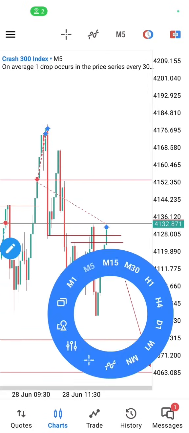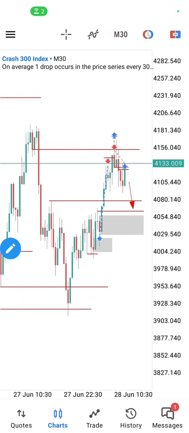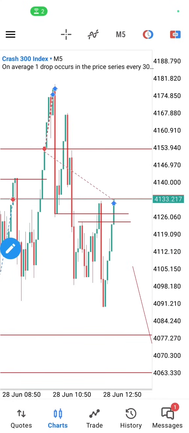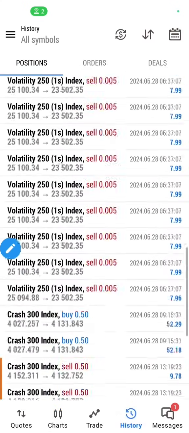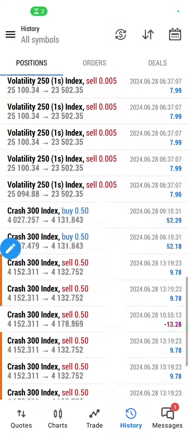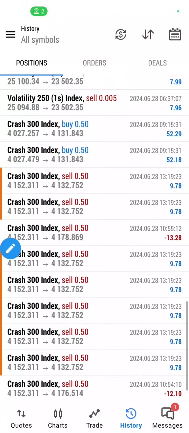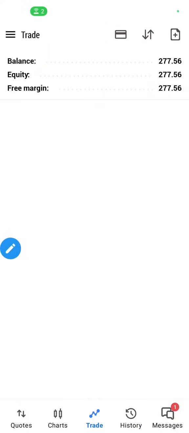And later you can see that we got cut out. It hit the stop loss and it kept on launching up, but at least we managed to preserve the account for more trades to come. And at this time we're around 270-something USD, and we move on to VIX 25S.